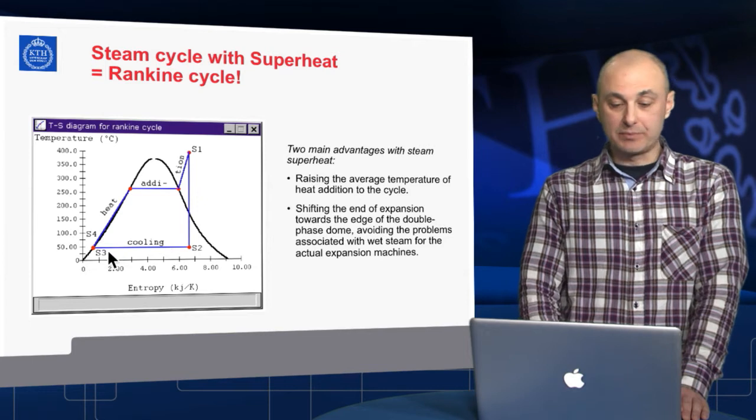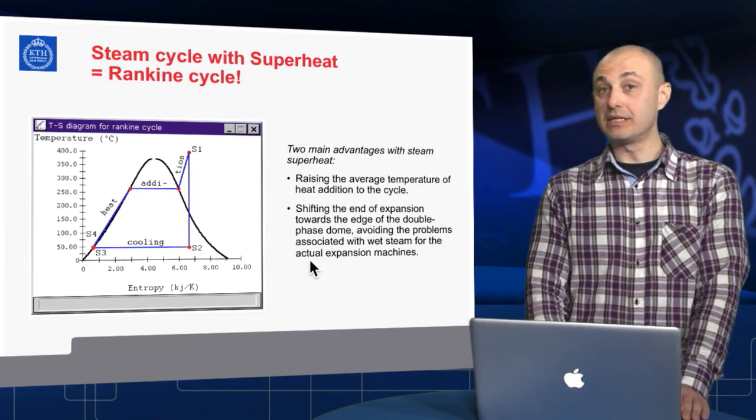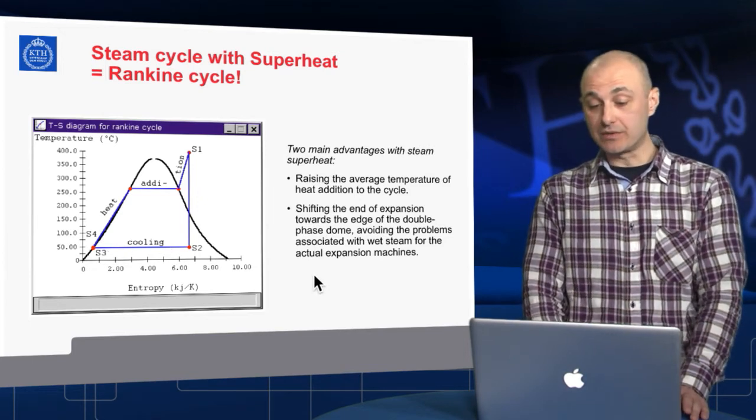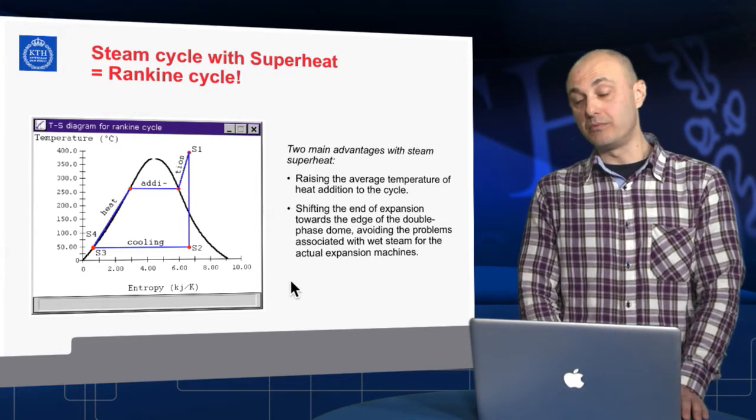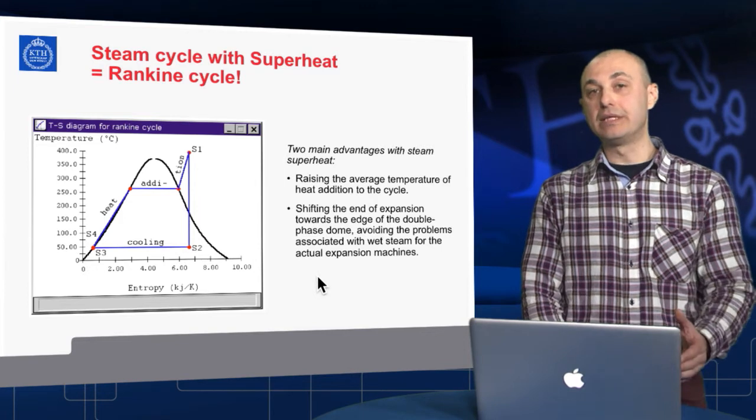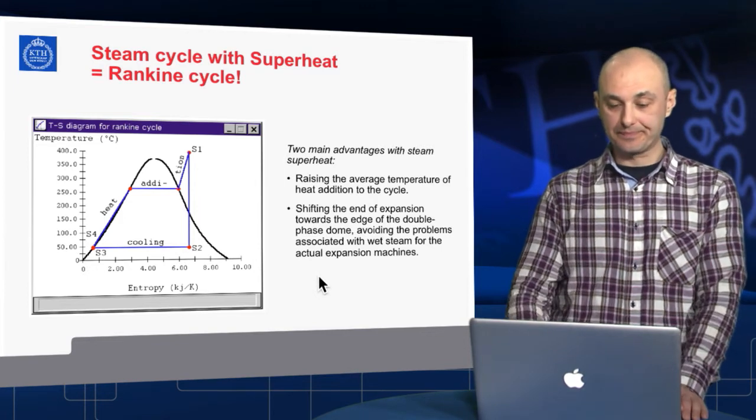The rest of the cycle is pretty much the same, and you can find other diagrams out there on the internet or in books. This is just an example of how we represent the cycle in a real TS diagram.